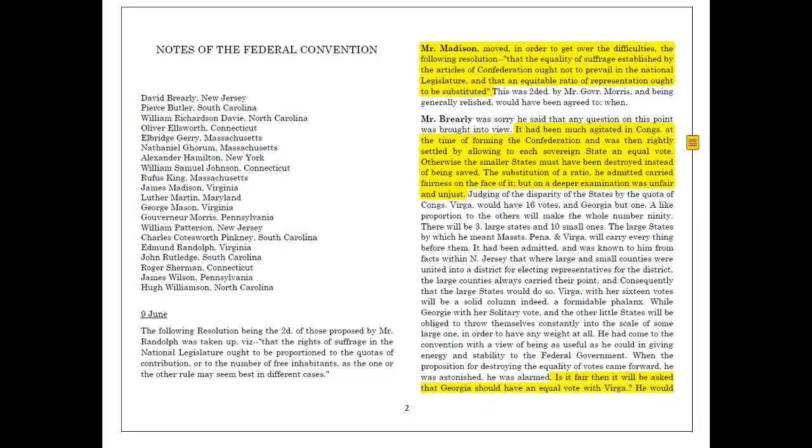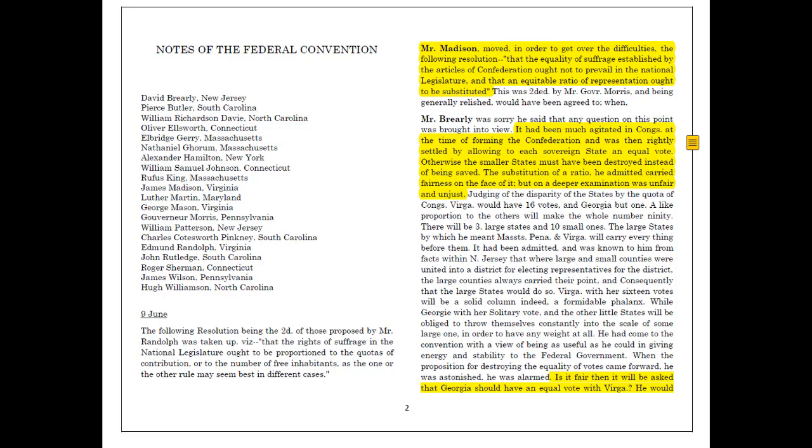The primary target, then, of Randolph and Madison's proposals here to start the text is the one state, one vote policy in the Articles of Confederation. That policy, of course, greatly advantages the smaller states that contribute less in taxes to the national budget and disadvantages the larger states that contribute more to the national budget.